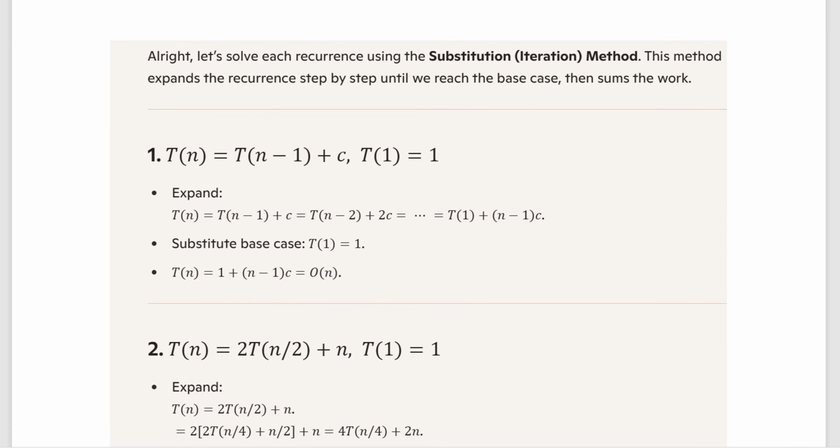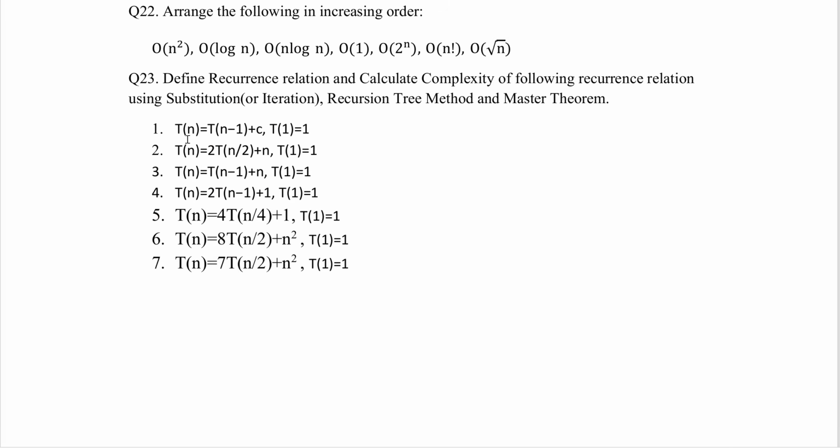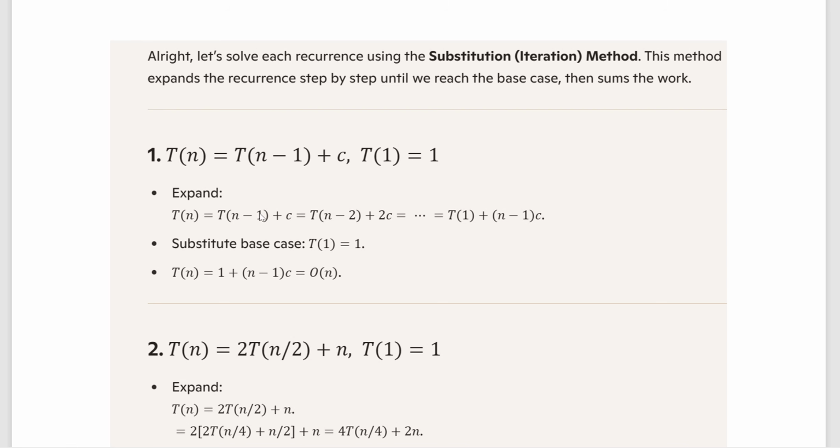Substitution you already know. Substitution means T(n) equals T(n minus 1) plus C. The value of T(1) is 1 in the first part. So when you substitute in place of T(n), first of all you have to substitute n minus 1 in place of n here. Please listen carefully. You have to substitute n minus 1 in place of n here, because T(n) is equal to T(n minus 1) now. So it will become T(n minus 2). You can see here T(n minus 2), and so on and so forth.